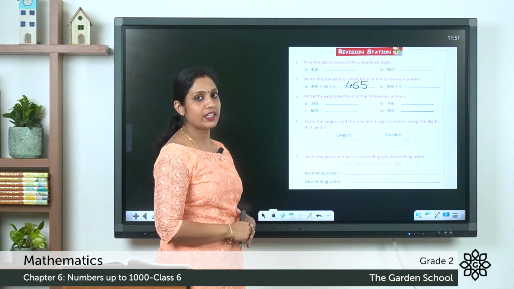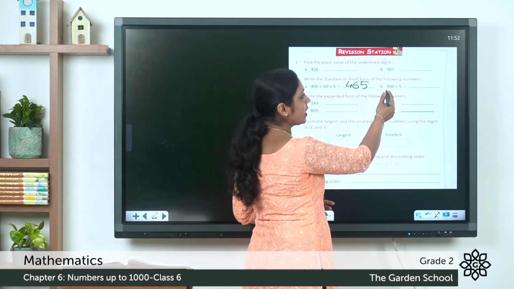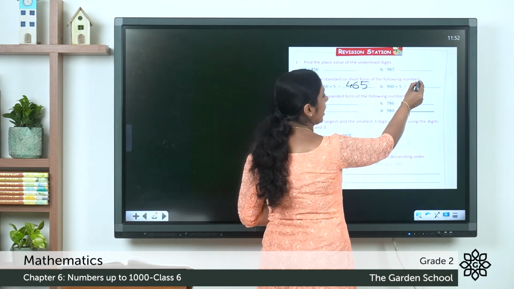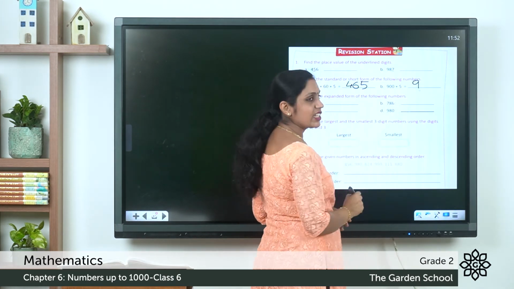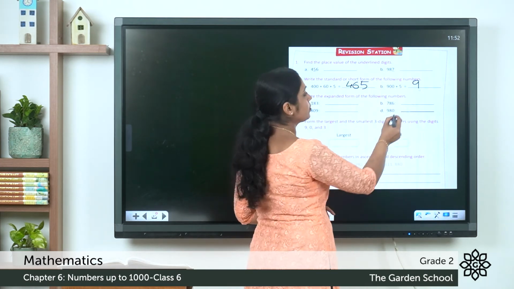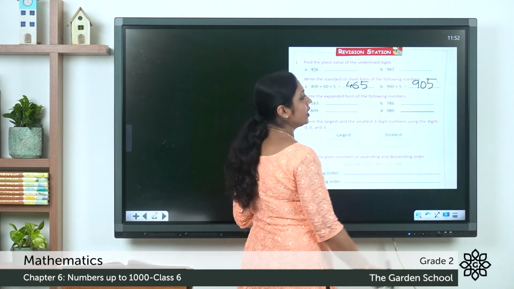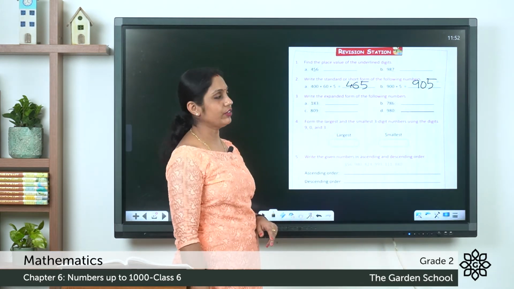Question B, 900 plus 5. So how can we write it in the short form? We have only hundreds place and ones place. So 900 in the hundreds place. We don't have any number in the tens place, so just put a 0 there, and in the ones place we have 5 and we get the number 905.